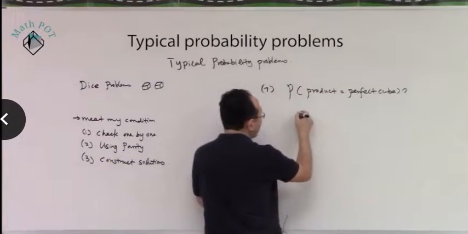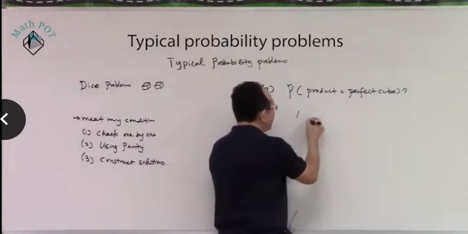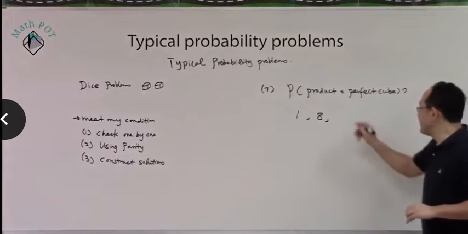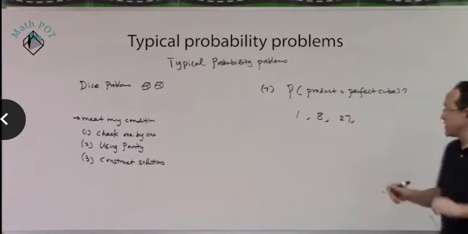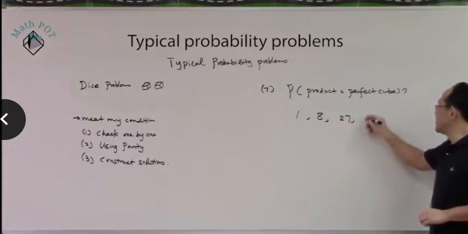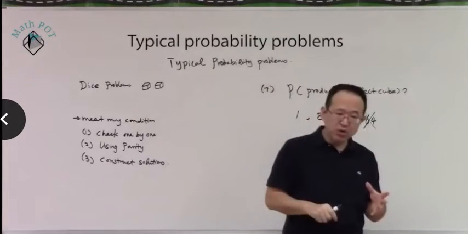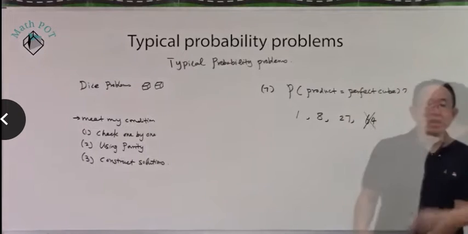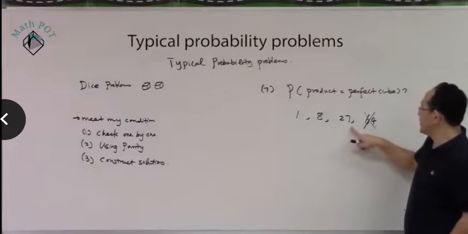First perfect cube is 1, of course. The next one is 2 times 2 times 2, of course that gives us 8. The next one is 3 times 3 times 3, that gives us 27. Of course, the next one is what? 4 times 4 times 4, which is 64. Clearly, this doesn't work because the largest possible product from those two dice is 6 times 6, and clearly there's no way you get 64. Again, the largest possible is 36. That gives us only 3 possible perfect cubes.